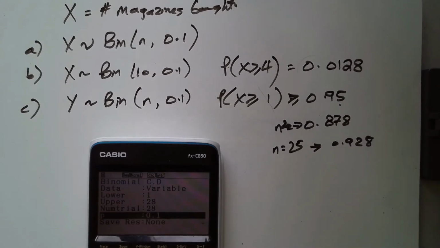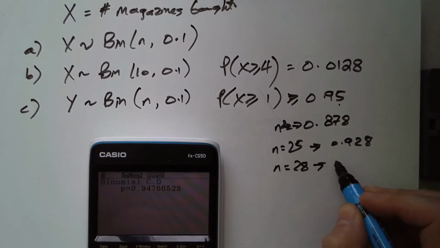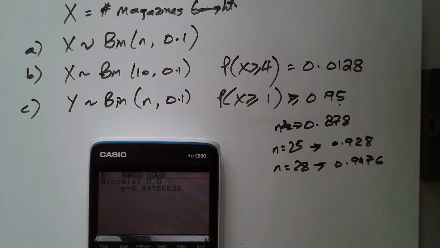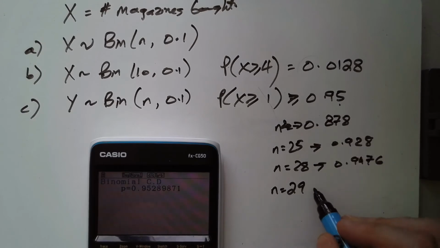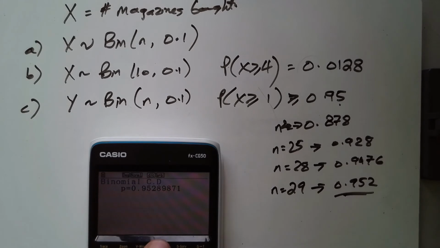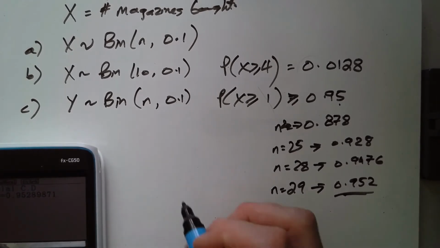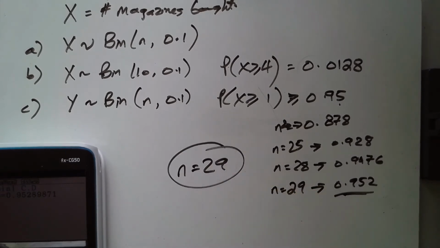Let's go to 28. Oh, look, we're nearly there at 28. At 28, I get 0.9476, 9477 in fact. So at 29, I think this is going to be the one. And I didn't pre-record this. I didn't look at the answers beforehand. I've just taken some guesses. And so that gives us the first value which is more than 95%. So I've got n is 29 there, just by doing a trial and improvement way of doing it.